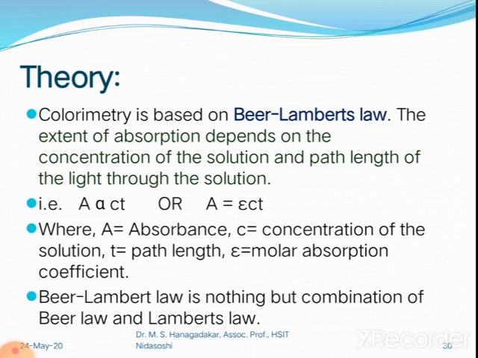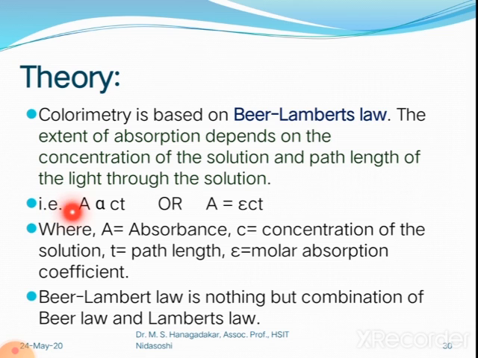Now let us discuss the brief theory about the experiment. Colorimetry is based on the Beer-Lambert law. The extent of absorption depends upon the concentration of the solution and the path length of the light passing through the solution, that is, the size of the absorbing medium.